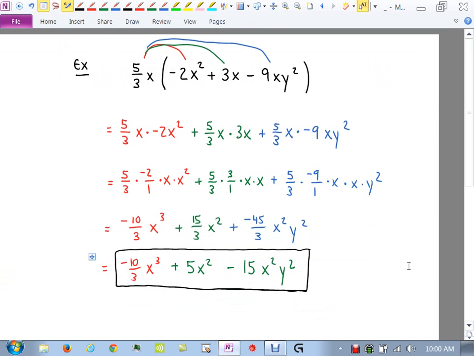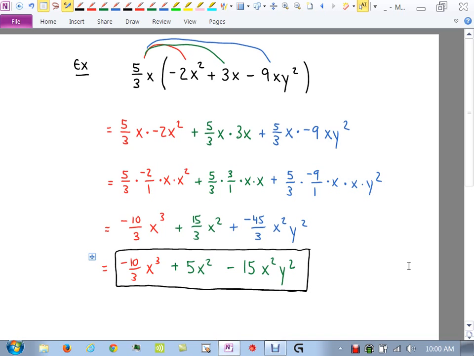Okay, so the first thing I did is I did my monomial through to the 3 terms in the trinomial. And I just wrote down 5/3 x times, and then whatever was here, negative 2x squared. And I did that for all 3. Then I rearranged things. So I put my 5/3 next to my negative 2. And notice that I changed my negative 2 to a fraction, because I'm about to multiply them. So I wanted them both to be fractions.